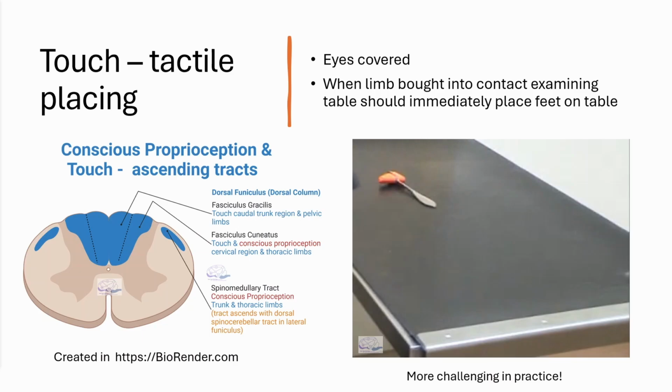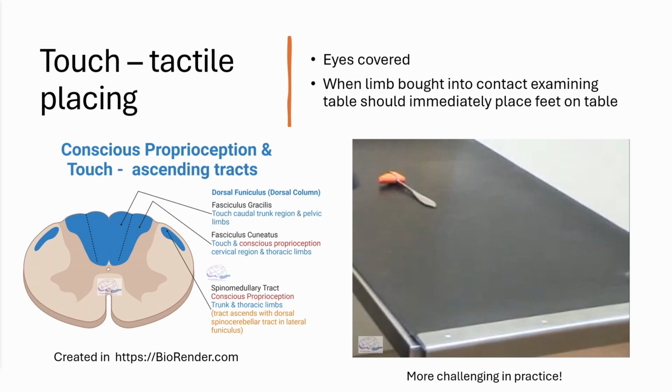And the reason why this is often included at this stage is because the tracts which contain the conscious proprioception also can contain touch. So that's the fasciculus gracilis, which is touch from the caudal trunk and the pelvic region, is up in the dorsal funiculus, along with the fasciculus cuneatus, which is touch and conscious proprioception from the cervical region. Conscious proprioception otherwise is going up from the pelvic limbs in the spinomedullary tract, which is ascending with the spinocerebellar tract for subconscious proprioception.